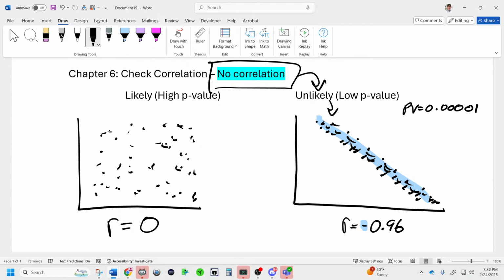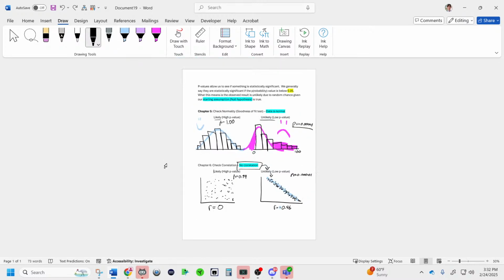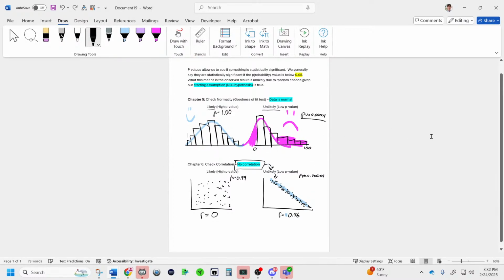And this one would have a p-value over here of something like 0.99 because this is extremely likely by random chance. Who thinks they follow along that you have to know your starting assumption? This is our review sheet right here. But this has been a quick review on what is likely or unlikely to occur given our starting assumptions.